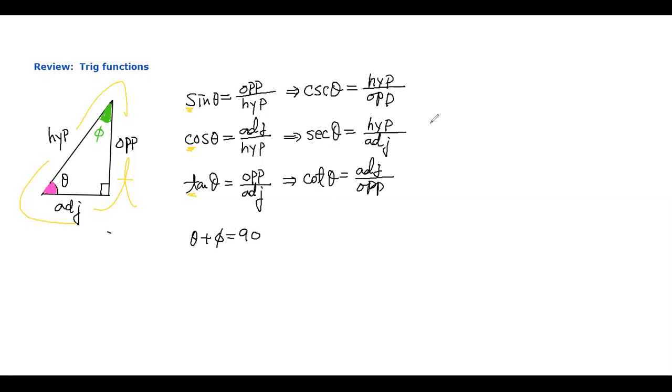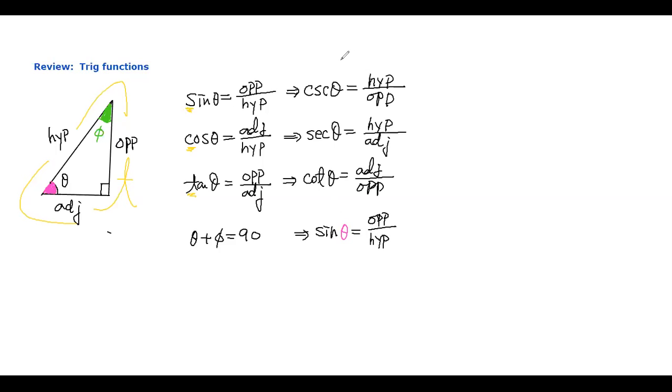So the sine theta, if you take a look, let me color code that, so maybe that would be better. This is the sine theta, so I use the purple one. The sine theta is equal to opposite over hypotenuse, the opposite of the purple angle over the hypotenuse.